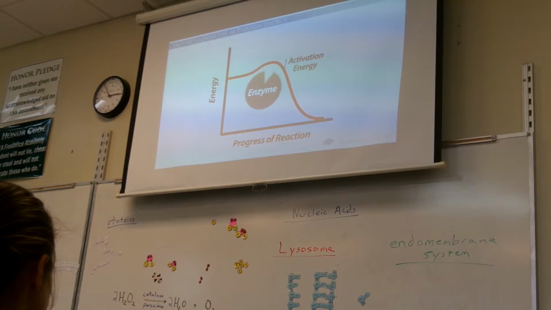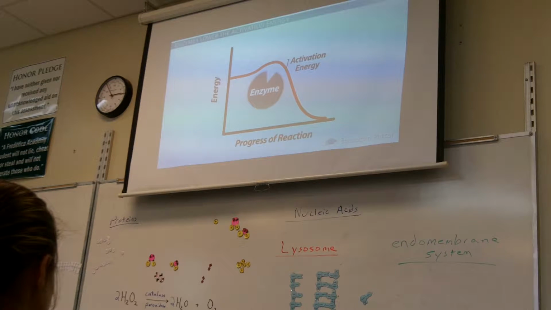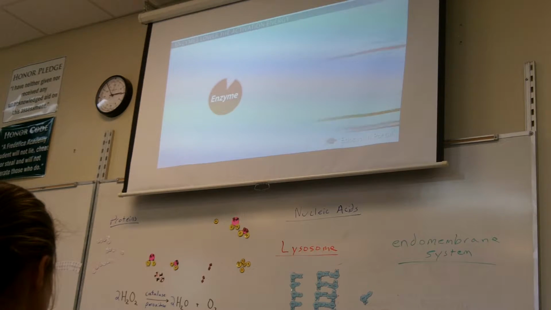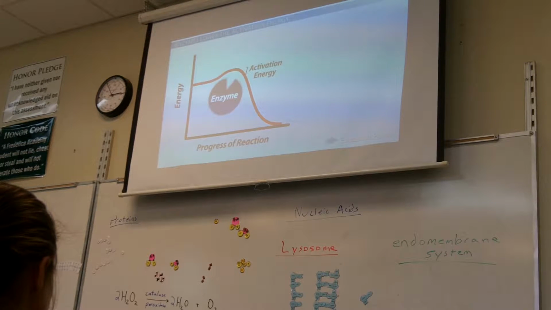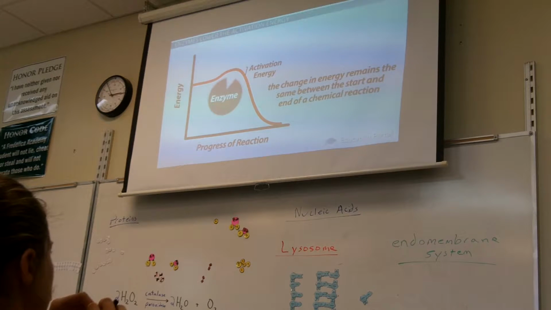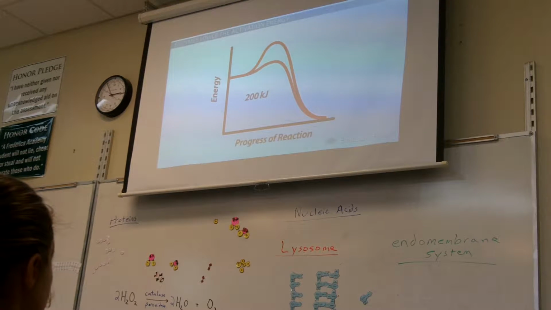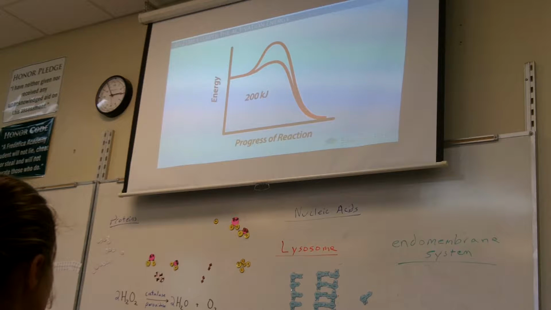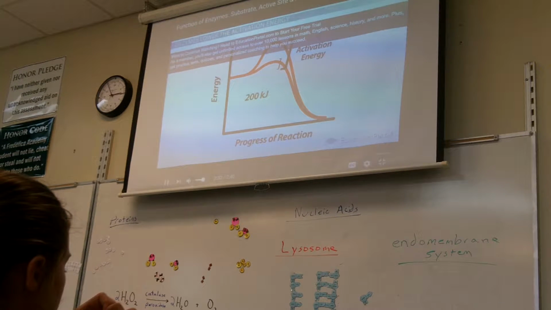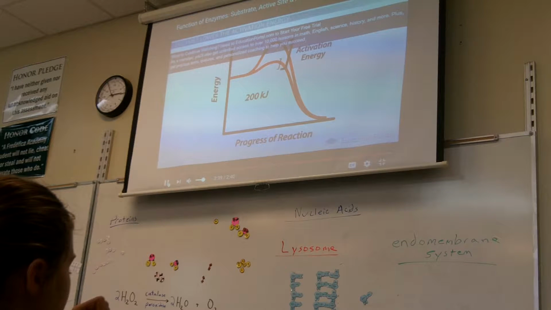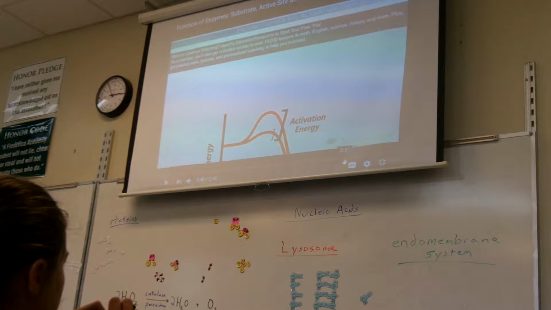There are hundreds of different kinds of enzymes in your cells, which all participate in different types of reactions. Enzymes can break molecules apart, build or add molecules, and even rearrange them. In lowering the activation energy of a reaction, enzymes decrease the barrier to starting a reaction. It's important to note, however, that the change in energy remains the same between the start and end of a chemical reaction. For example, if a reaction released 200 kilojoules of energy without an enzyme, the same reaction would still release 200 kilojoules of energy with some enzymatic aid. The difference would only be a lower activation energy and a faster rate of reaction. In other words, if enzymes were helping you build a snowman, you'd be done quicker, but you'd have just as much fun. All right. Y'all understand that?